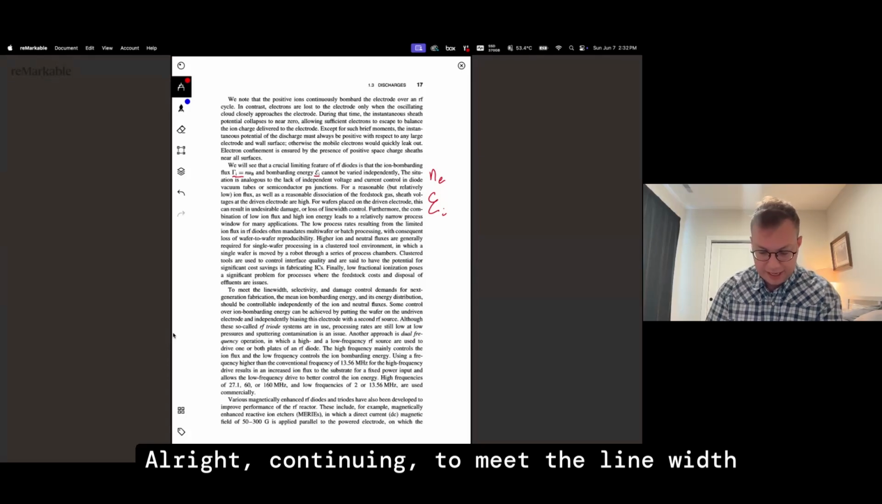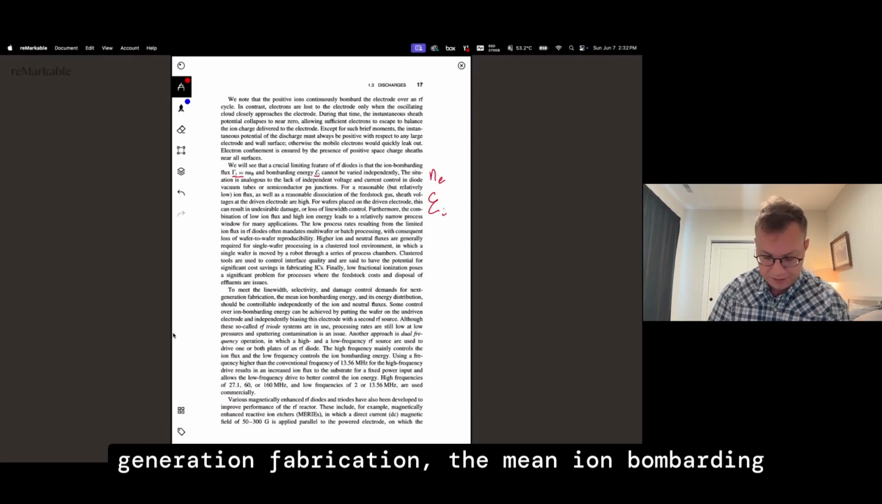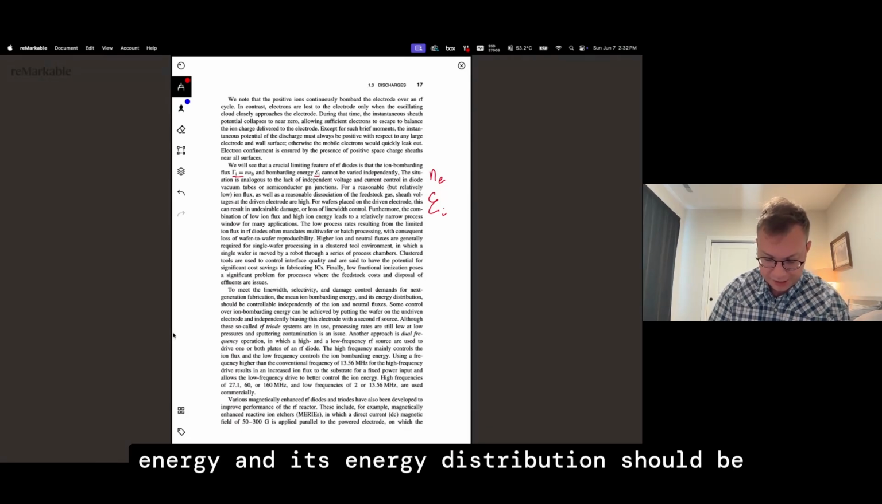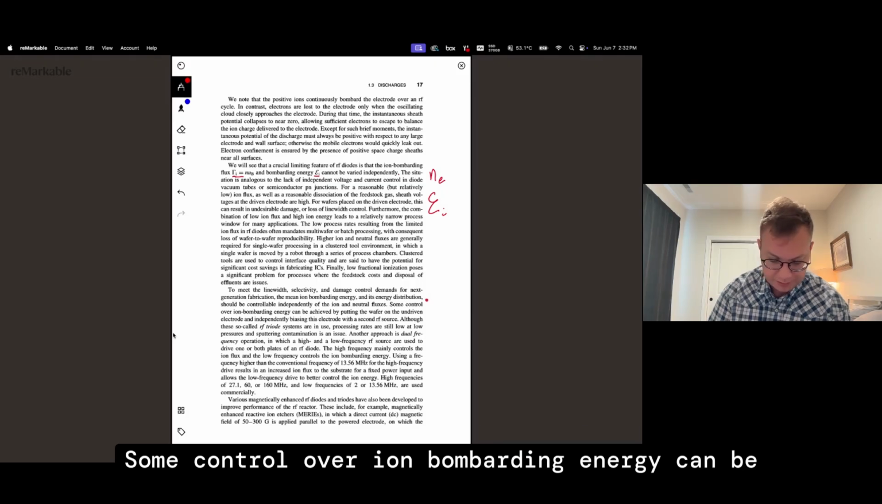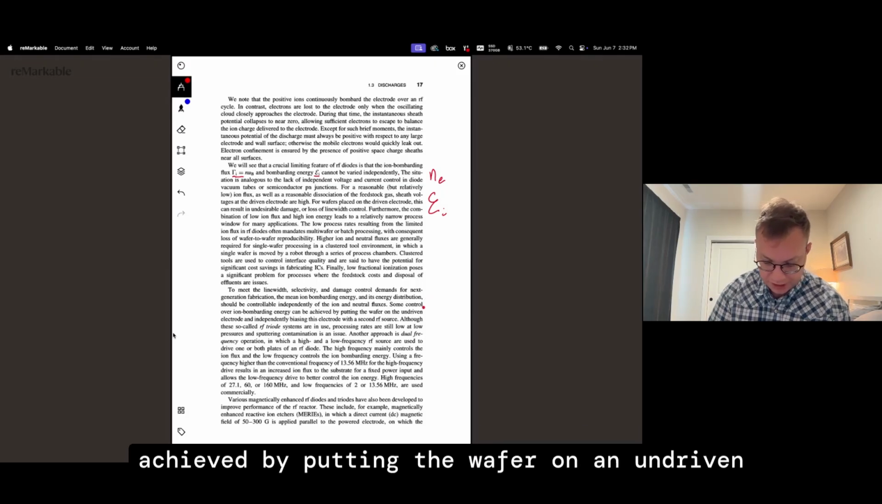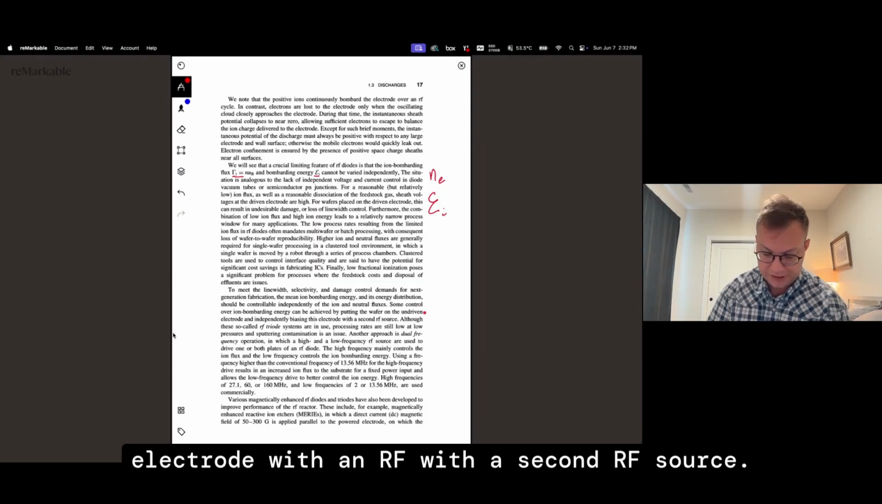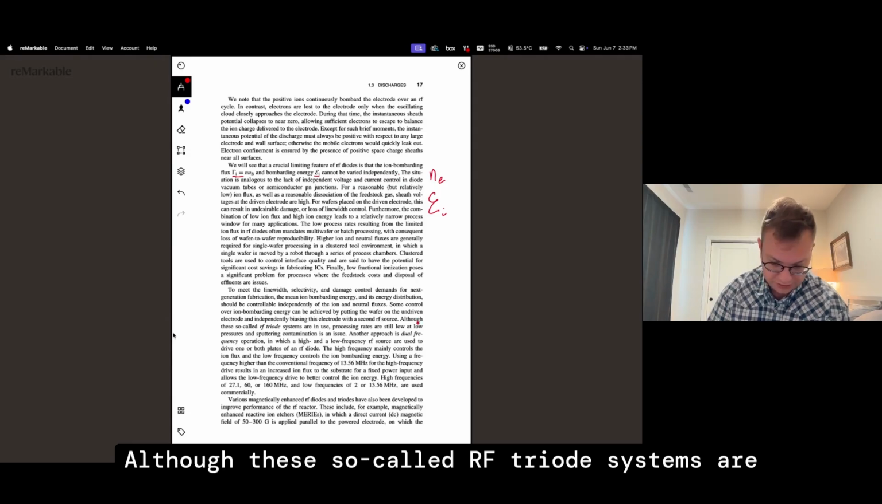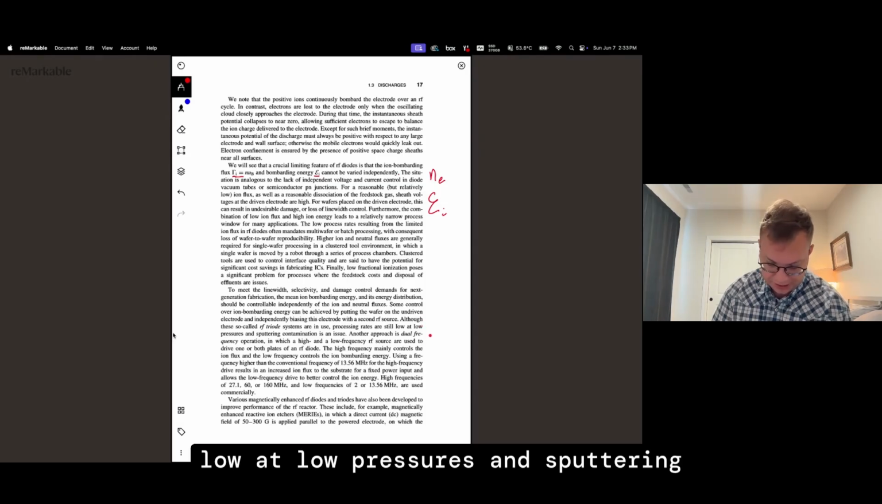To meet the alignment, selectivity, and damage control demands for next generation fabrication, the mean ion bombarding energy and its energy distribution should be controlled independently of the ion and neutral fluxes. Some control over ion bombarding energy can be achieved by putting the wafer on an undriven electrode and independently biasing the electrode with a second RF source. Although these so-called RF triode systems are in use, processing rates are still low at low pressures, and sputtering contamination is an issue.